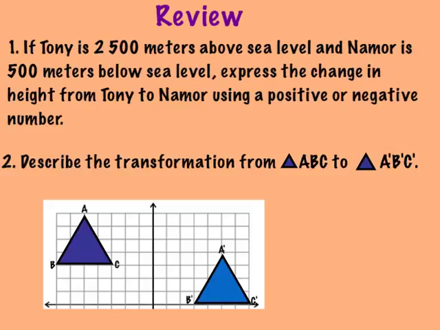So your review questions, number 1, if Tony is 2,500 meters above sea level and Namor is 500 meters below sea level, express the change in height from Tony to Namor using a positive or negative number. And number 2, describe the transformation from triangle ABC to triangle A prime, B prime, C prime. So I'm asking you to write down the rule. What did we do to change it? Pause the video here to answer those 2 questions, and when you come back, I have one more thing for you.